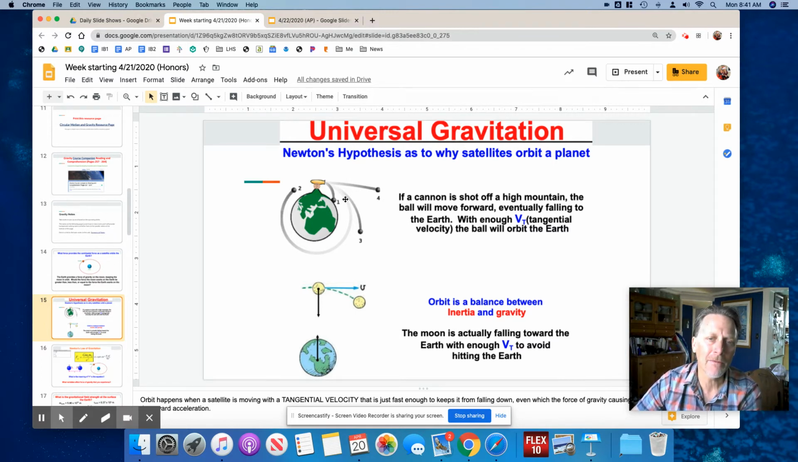Okay, but what if there was a spot in between those two things where you shoot it off with just the right speed, that it's going fast enough sideways that it doesn't fall back to the Earth, but it's also being redirected towards the center in a ratio that allows it to effectively fall around the edge of the Earth, but never actually get closer to the Earth? It just maintains a constant height. That idea is basically what we call orbit.